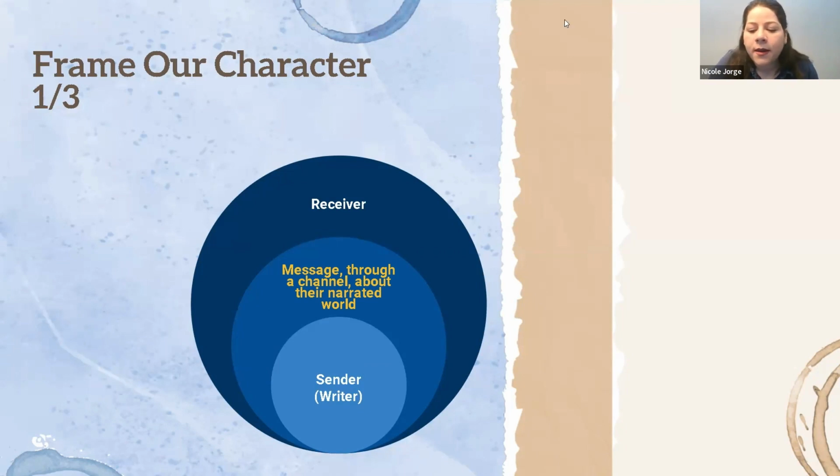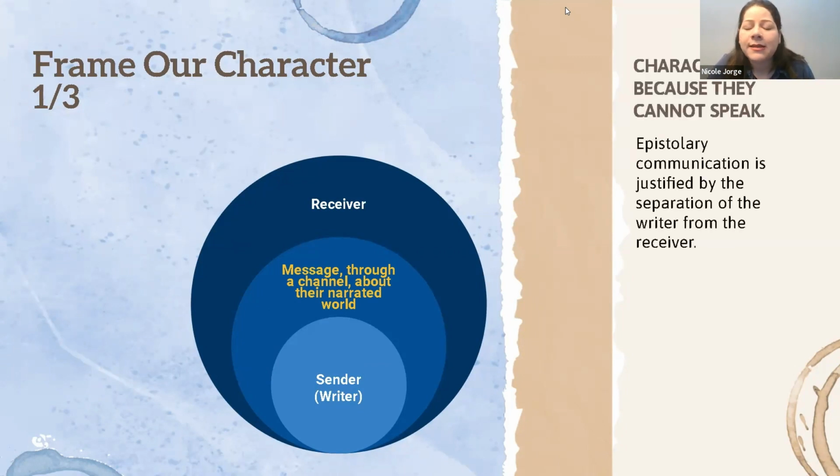All right. Now, knowing that our characters are going to live in this communication bubble for the sake of the letter, there are three things that we need to take into consideration when we're writing these letters. The first thing is that characters write because they cannot speak. And again, I know that it sounds like common sense, but the whole idea behind epistolary communication is literally justified by the separation between the writer and the receiver.